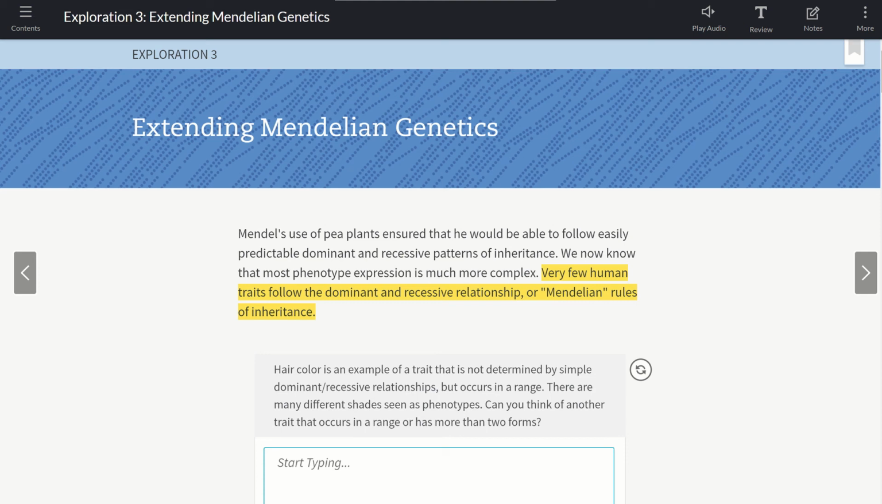Hey everybody, welcome back. In this exploration, we are going to be looking at some of the other patterns of inheritance that go beyond the simple Mendelian genetics. We've been talking about Gregor Mendel and how he did some research with pea plants, studying one trait with two alleles, a dominant and a recessive allele. But the reality is that most genetic patterns are not this simple. They usually feature some more complex factors. So that's what we're going to talk about today. And let's go ahead and get started.